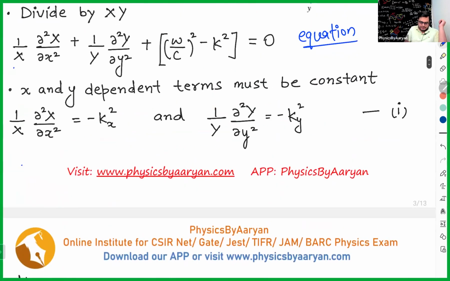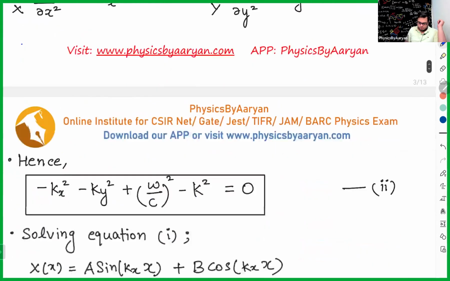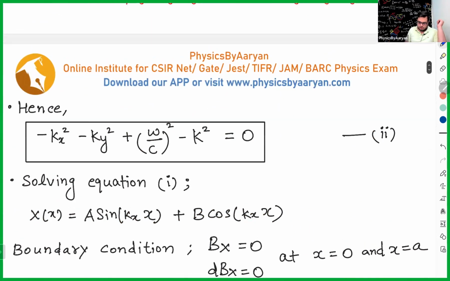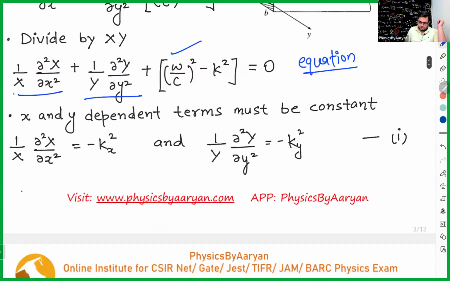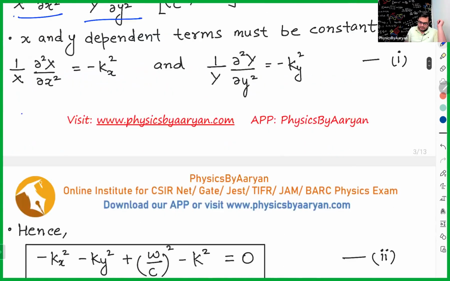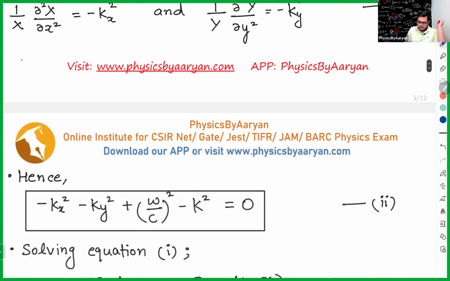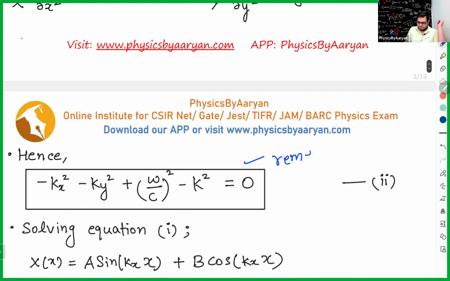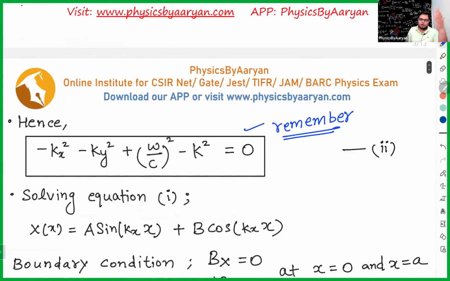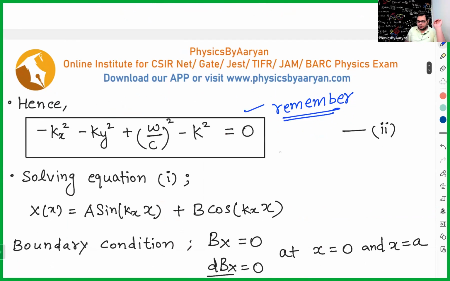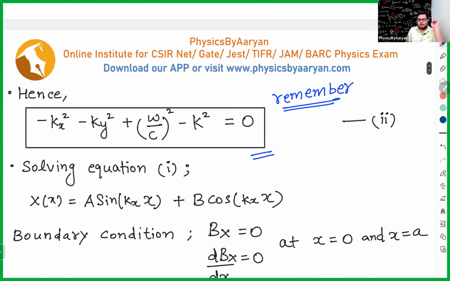So if I call this minus kx square and I call this minus ky square, then minus kx square minus ky square plus omega by c square minus k square gives you 0. And this is a very important equation. You need to remember this. If you forget about all the steps, I am happy, I'm satisfied, I have no problem. But you cannot forget this equation. So please note this equation very carefully. This equation is extremely important.